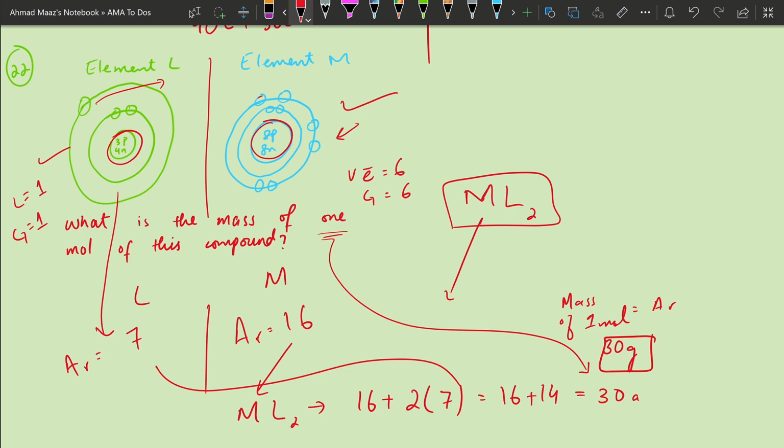AR is in atomic mass units. The AR of one molecule of this compound is 30 atomic mass units, and when we convert this to mass, it becomes 30 grams.